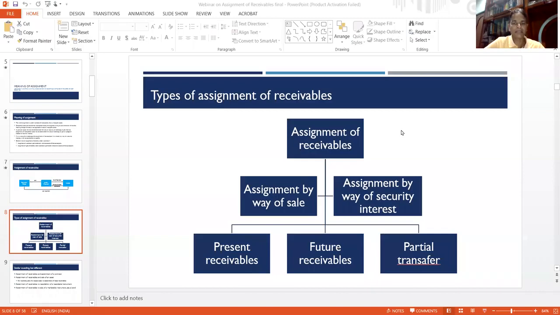So we said present receivables, future receivables. The receivable is not even in existence right now. Can I still assign it? Let me give an example. I will give 3 examples. Let's say I have a loan which is already payable. The loan has become payable, let's say even today. Can I assign that loan? Of course I can assign it.